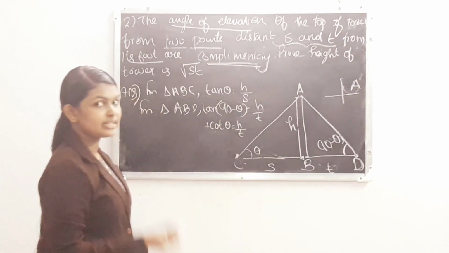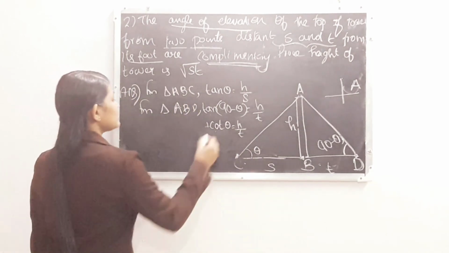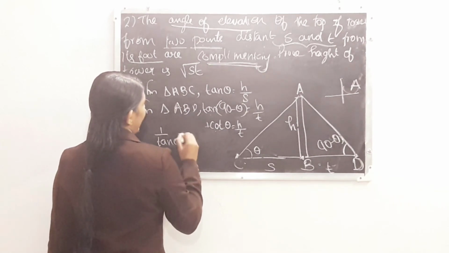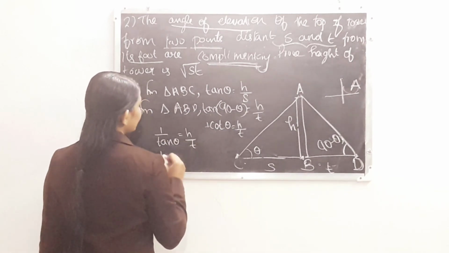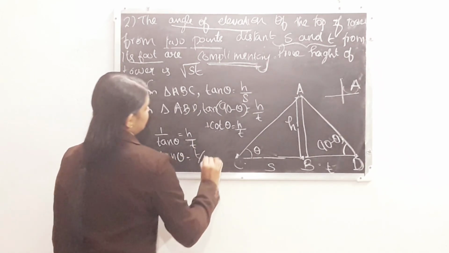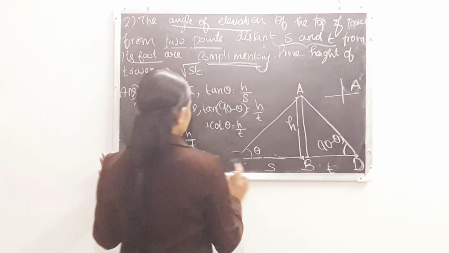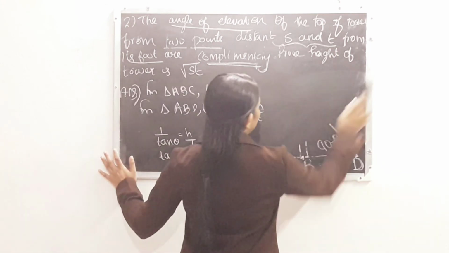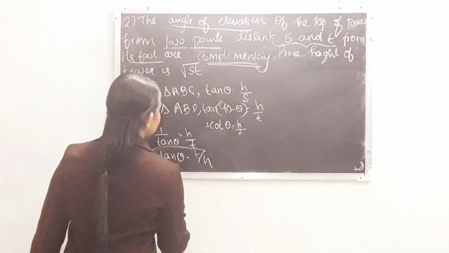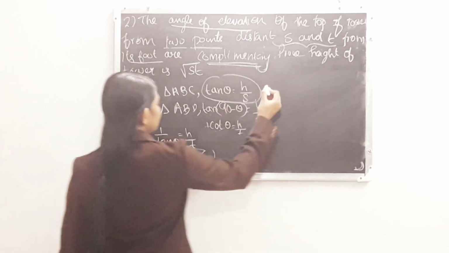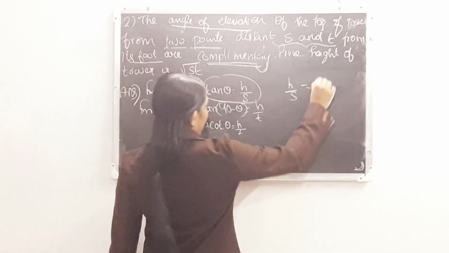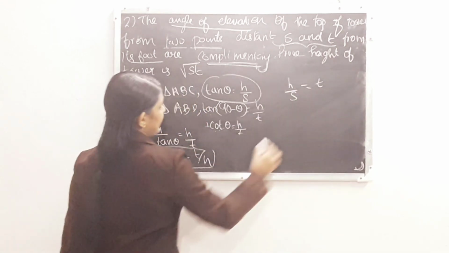This cot theta is the reciprocal of tan theta. That means this can also be written as 1 by tan theta is equal to h by t. So tan theta can be written as t by h. Now we can equate this and this. That means h by s will be equal to t by h.